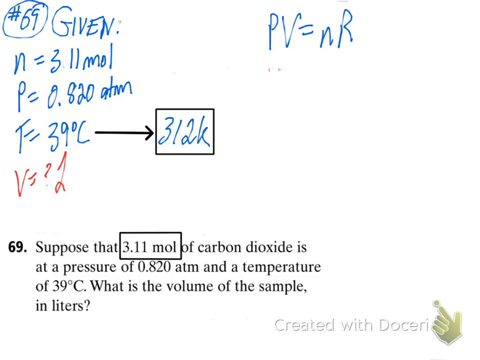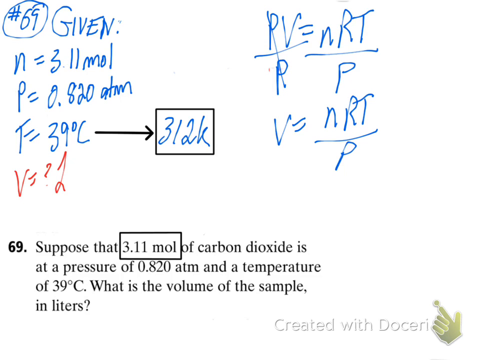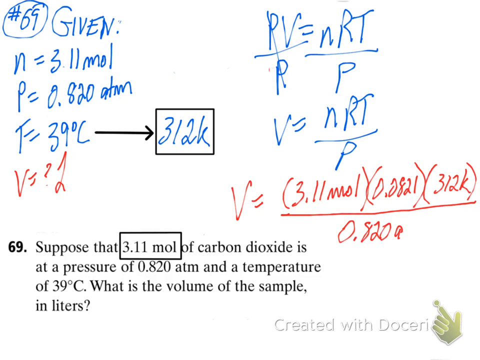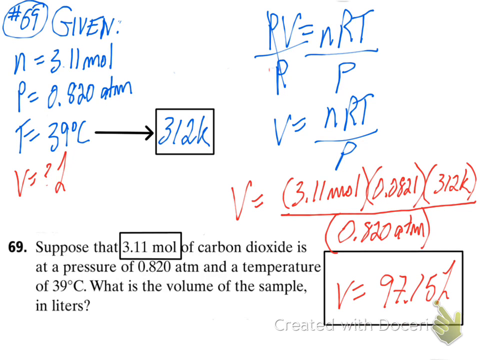Again, I use PV equals nRT. I'm solving for volume, so I can algebraically divide both sides by P to get V by itself. So volume equals the number of moles times the ideal gas constant, which will be provided, times the temperature divided by the pressure. I plug everything in: 3.11 moles times 0.0821 times 312 Kelvin divided by 0.820 atmospheres.